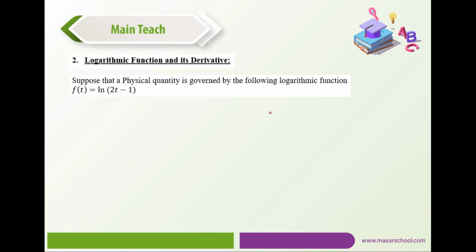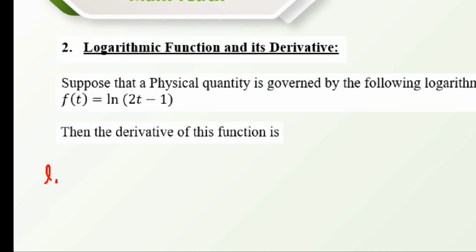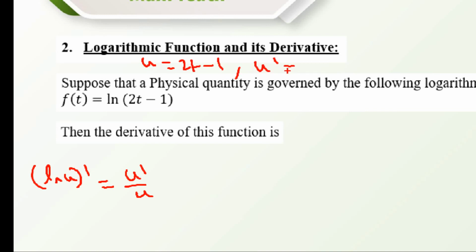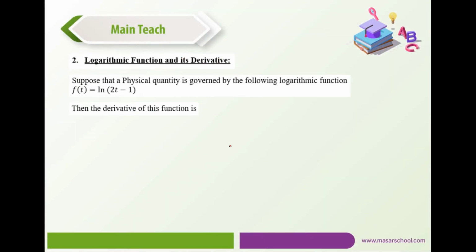So suppose that a physical quantity is governed by the following logarithmic function given by f is equal to ln of 2t minus 1. Then what would the derivative of this function be? The derivative of ln u would be u prime over u, and in this case u is given by 2t minus 1. Its derivative is a constant, so the derivative is given by 2 over 2t minus 1. And this is in the operator notation.